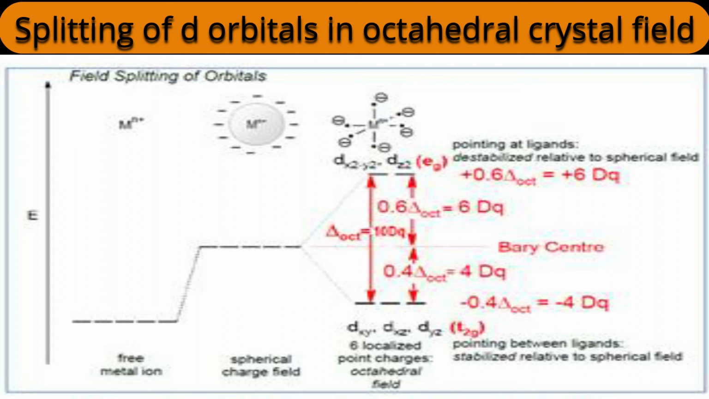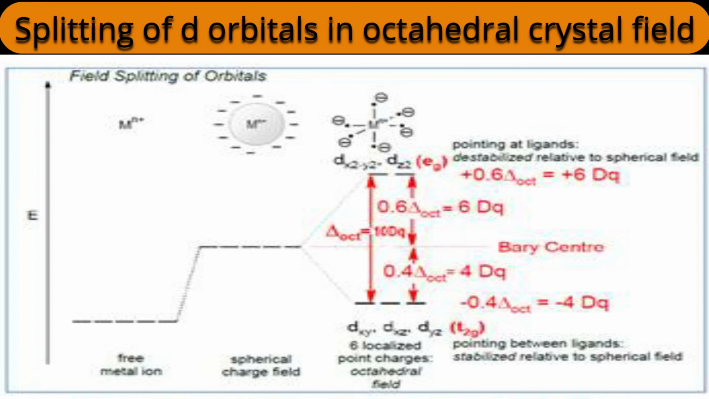And at the center there is a barycenter. One line is there, a faint line. Now see, the energy of the T2g set is minus 0.4 delta O or minus 4 Dq with respect to the barycenter, with respect to the equilibrium energy level. The energy of the Eg set is plus 0.6 delta O or plus 6 Dq.